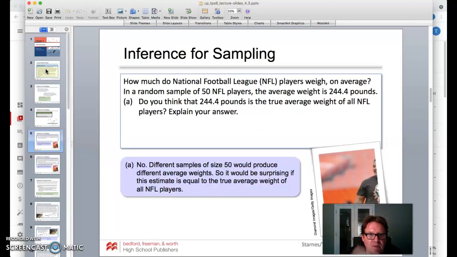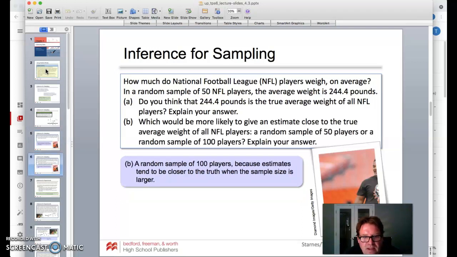All right, so let's talk about this. How much do NFL football players weigh on average? In a random sample of 50 NFL players, the average weight was 244.4 pounds. Now, do you think that's the true average weight of all NFL players? Well, no. It's a sample of size 50, and so if you took a different sample of 50, it would probably be different. It would be surprising if it was exactly there.